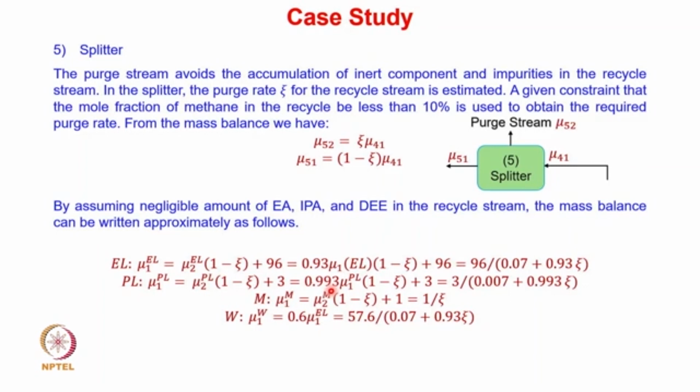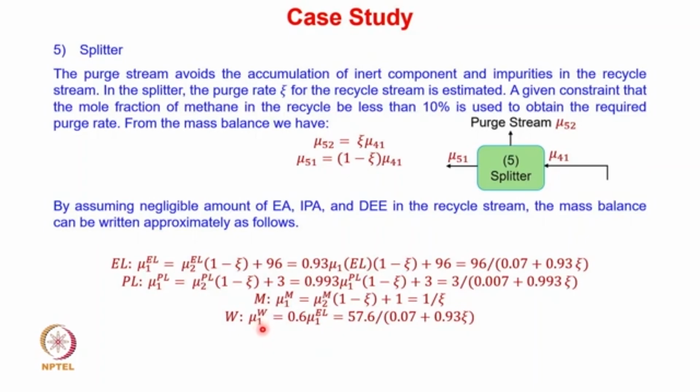So if you are assuming 0.7% conversion, that comes out to be 0.993 mu1 pl into 1 minus zeta plus 3. And if we rearrange, it becomes 3 divided by 0.007 plus 0.993 zeta. For methane, methane is 1% in the feed. Again mu2 m 1 minus zeta plus m, and that should be equal to 1 by zeta.